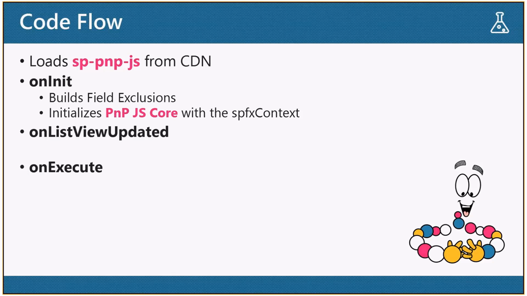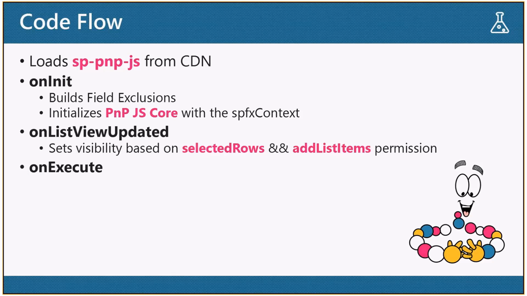And then finally, we get this on list view updated. And what happens there is we're just going to retrieve the command, and we're going to set the visibility based on both the selected rows, right?